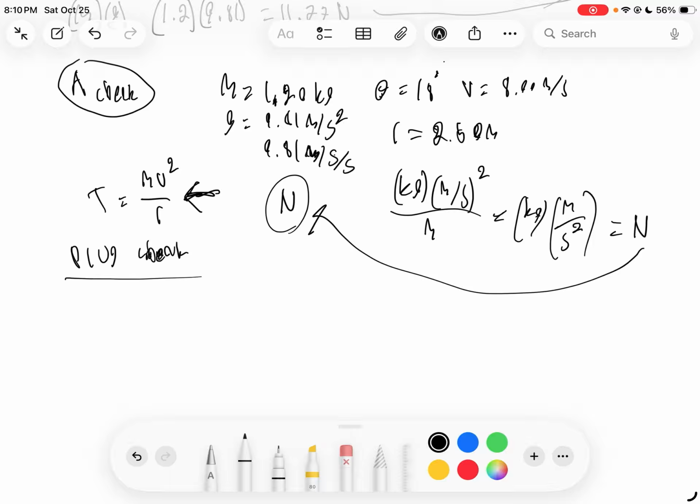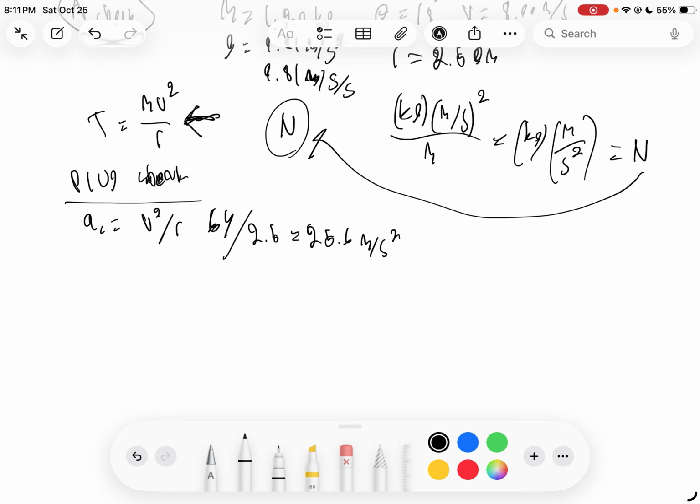From here, calculate the centripetal acceleration. So that is simply the velocity squared divided by the radius. So we know that 8 was the velocity, that squared is 64, divided by the radius, which we know to be 2.5, which comes out to a value of 25.6 meters per second squared.